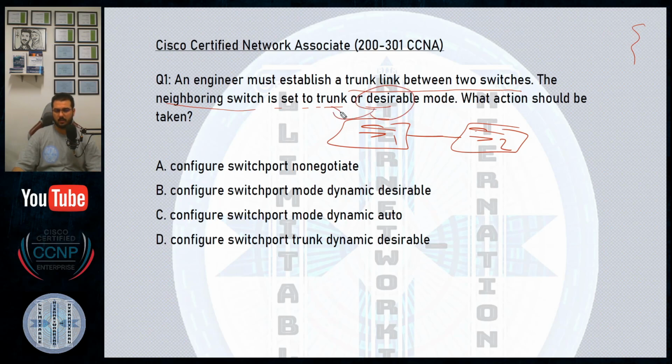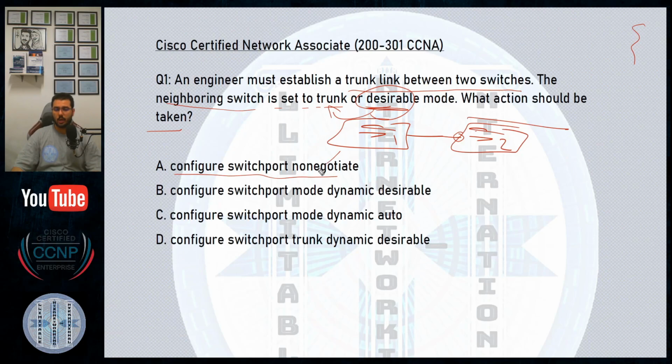Actually, desirable is part of trunking, because in trunk ports your port is either trunk, desirable, or auto. So it seems that this port is already desirable. So my port, just by starting negotiations, whether it was desirable or auto, will join the trunk and the trunk link will be established. So what action should I take?